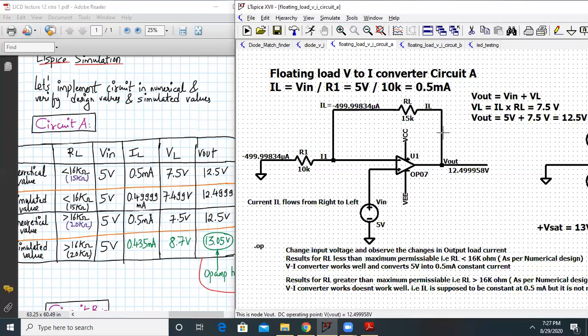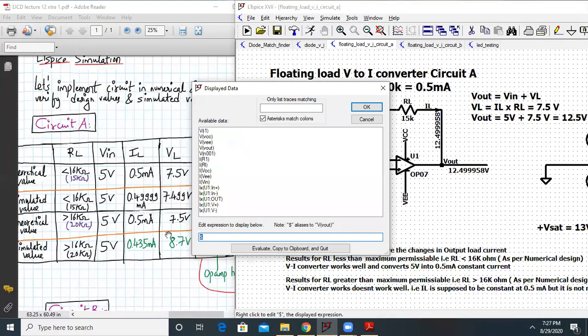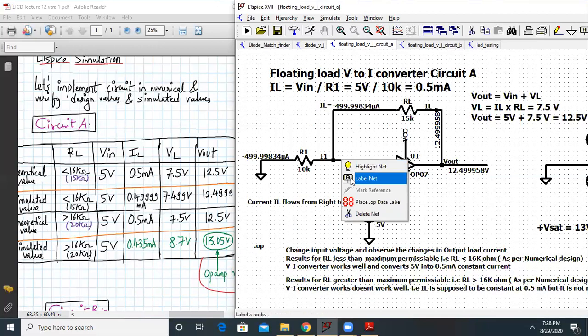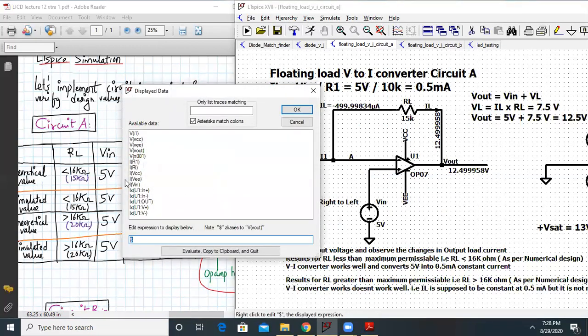Now let us check the value of VL. We haven't checked it. So I'll place it over here, and I have already marked this as I1 actually. Let me right click over here. We are finding the value of VL. So what will be VL? We have to name this node something, so let me call it as A. Okay, so what will be VL? VL will be V out minus V of A. So that's what we will find over here.